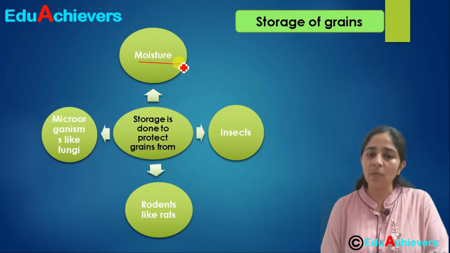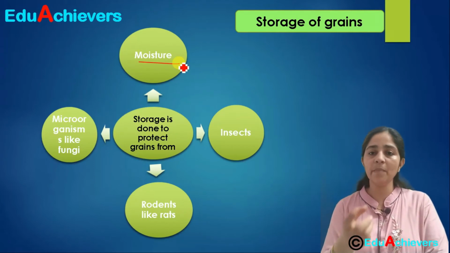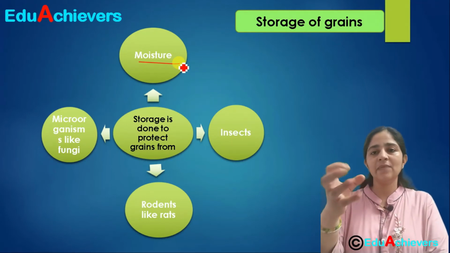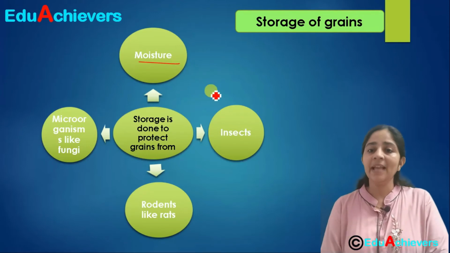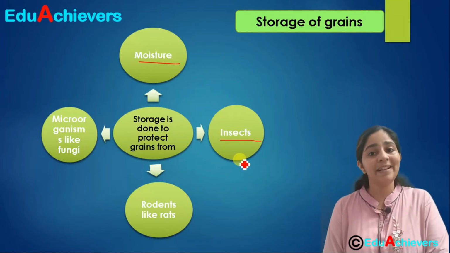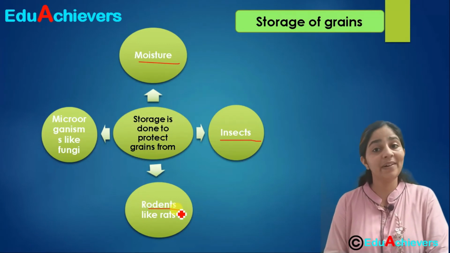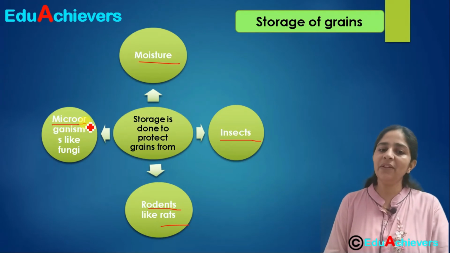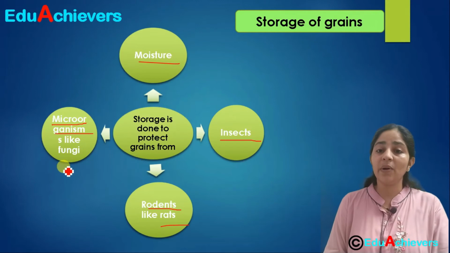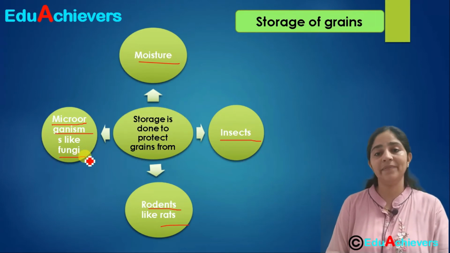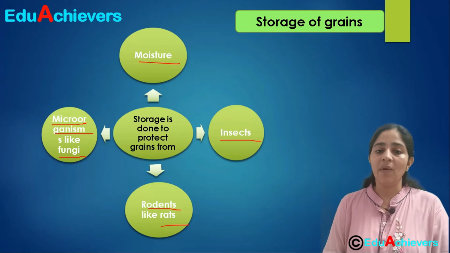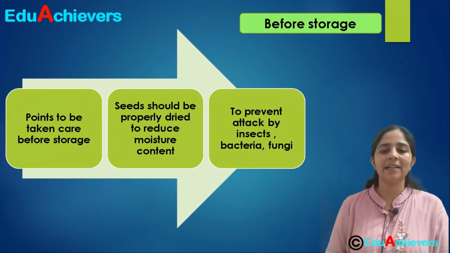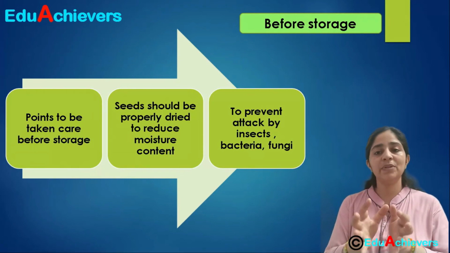First, storage is required to protect the grains from moisture, because if they remain out and are not stored in some containers, they will absorb moisture from the air. Second, they need to be protected from insects. Third, they need to be protected from rodents, that is rats and the family of rats. And fourth, they need to be protected from microorganisms, like fungus that can grow on wheat or rice. Now how this affects, let's discuss next, that before storage we have to take care that it is stored properly.